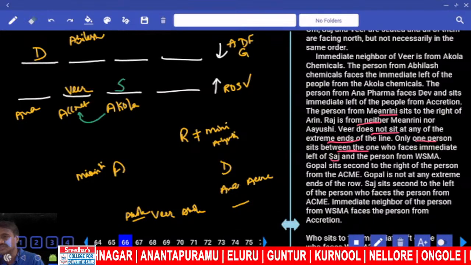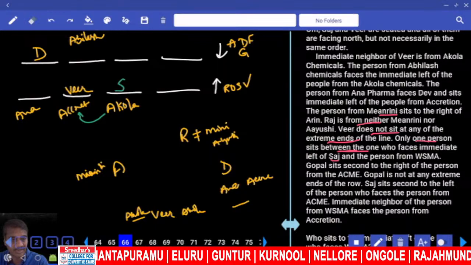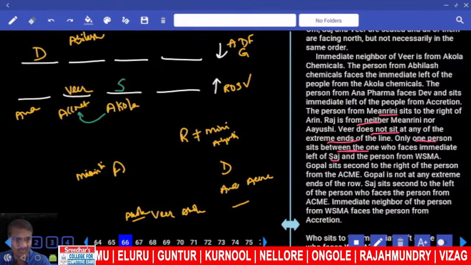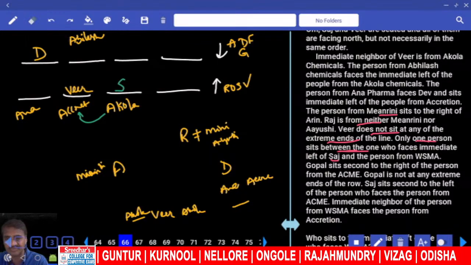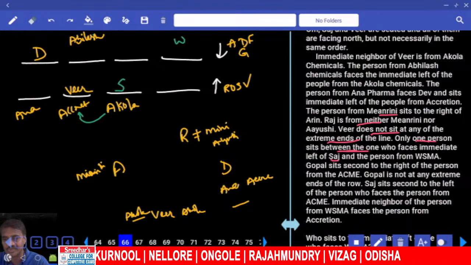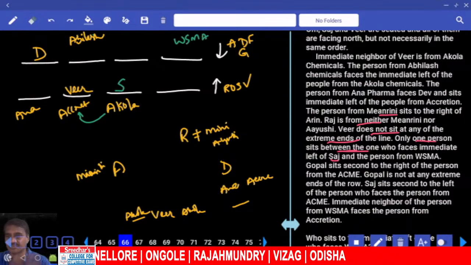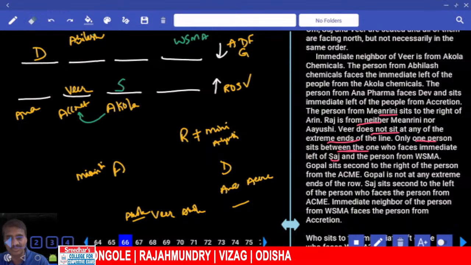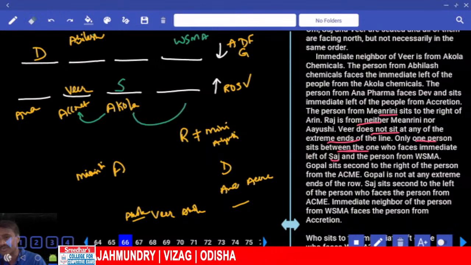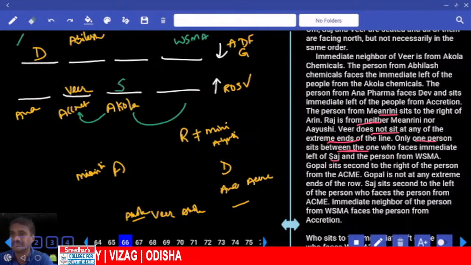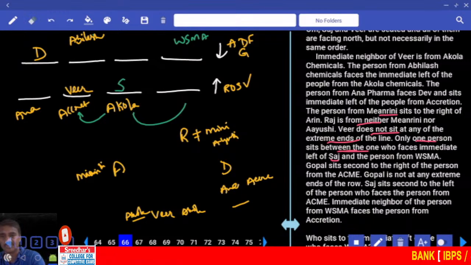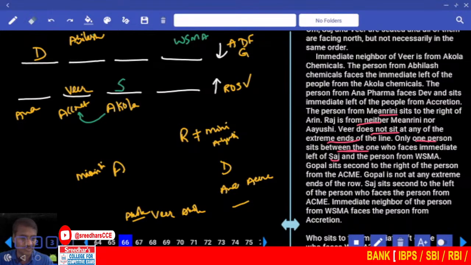Only one person sits between the one who faces immediate left of SAS and WSMA. Immediate left of SAS is where? One person between the one who faces immediate left of this one and WSMA. This is one possibility. What is the other possibility? If S is here, immediate left-hand side, then WSMA will be D, because one person is in between. Then there is another possibility for this.